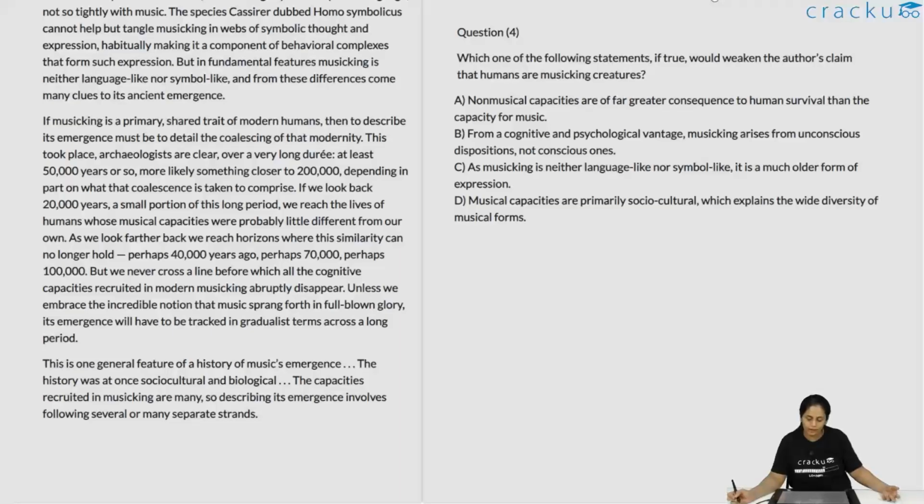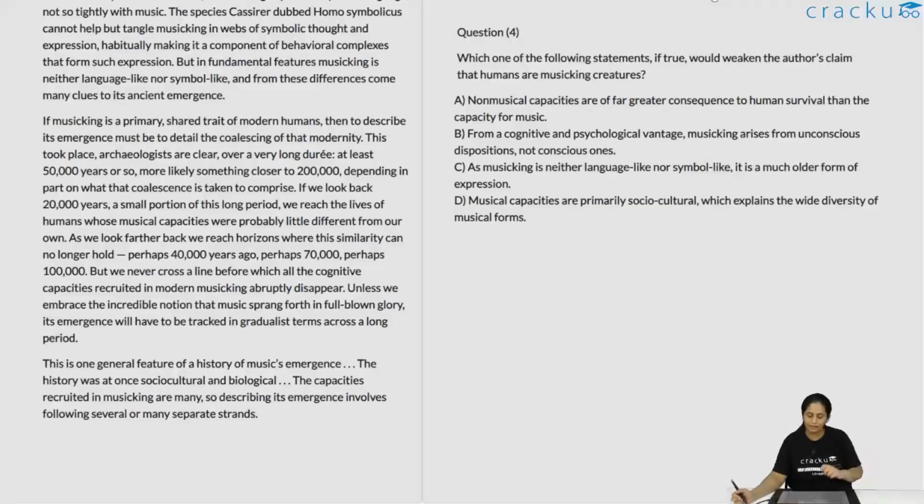Which one of the following statements, if true, would weaken the author's claim that humans are musicking creatures? So he's basically saying that it is a mark of modern humanity, it is universal nature, it is the mark of what makes us modern humans. And if you trace the evolution of emergence of musicking, you trace the emergence of modern humanity. This is his main argument. So we have to see something that attacks this argument as such.